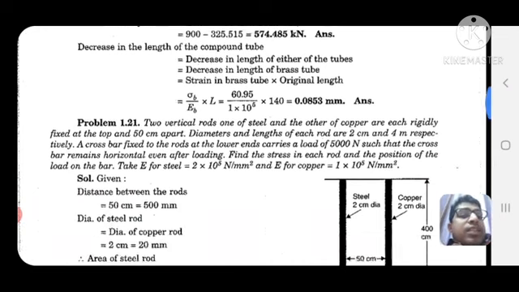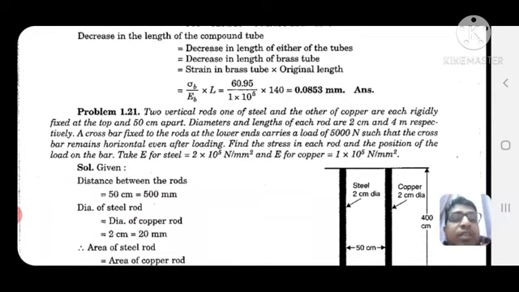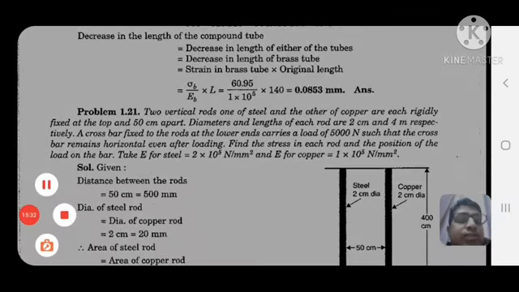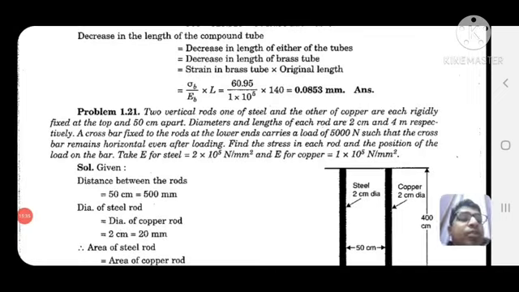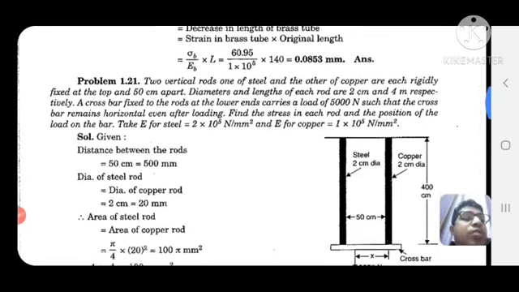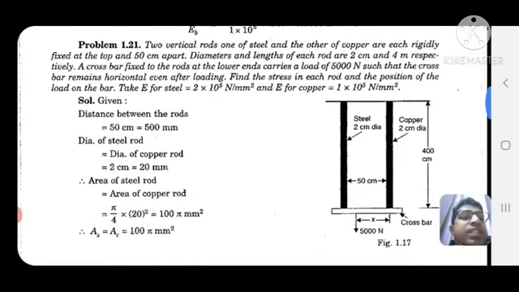Another one, another question: two vertical loads, one of steel and the other of copper, are each rigidly fixed at the top and 50 centimeter apart.